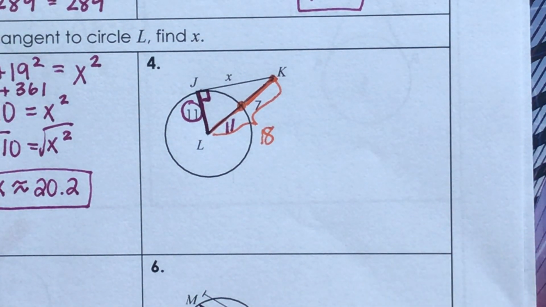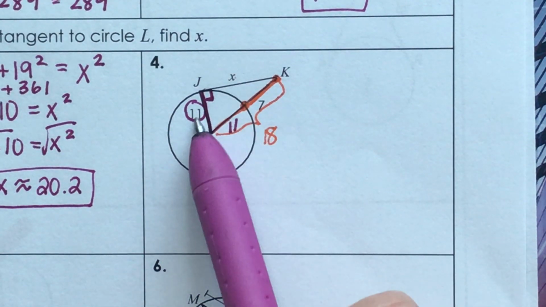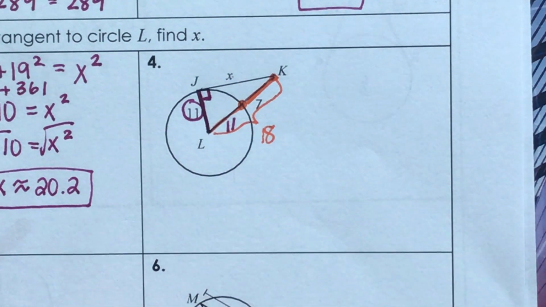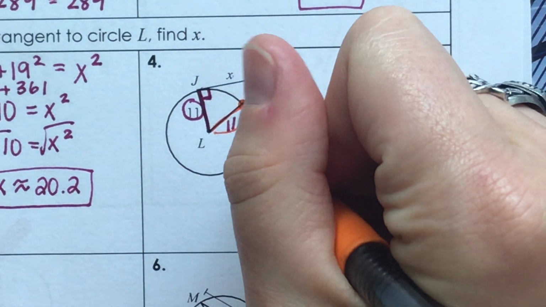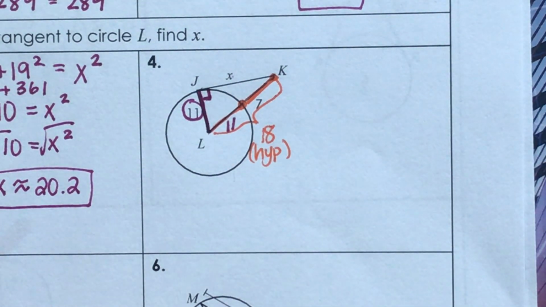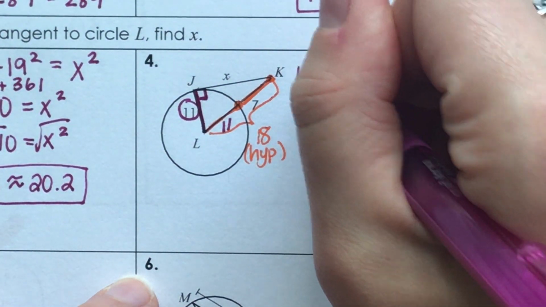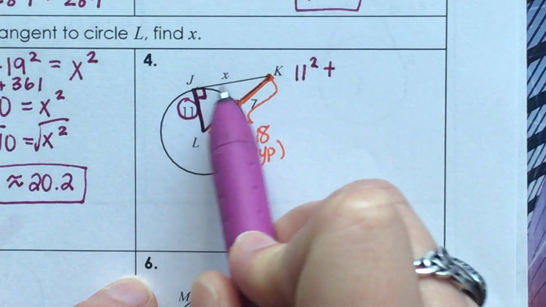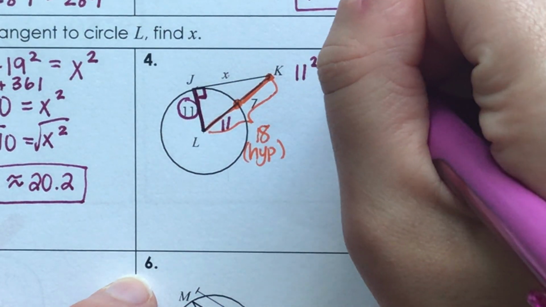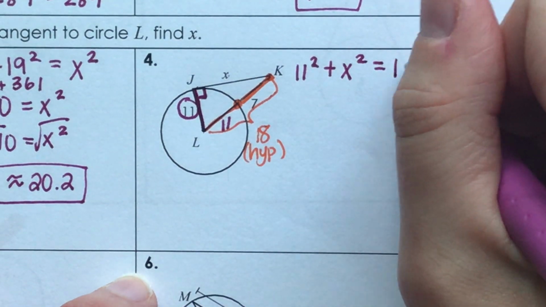And now I'm going to use those numbers in the Pythagorean theorem. So I've got my 2 legs. My hypotenuse is this 18, so I'm going to label it so I don't forget. And I'm going to set up my equation. So I've got 11 squared plus my other leg is x squared equals hypotenuse squared, 18 squared.